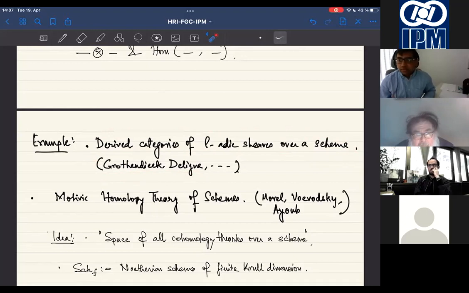The second example, which is the main interest of this talk and which I want to focus on, is the Motivic homotopy theory of schemes, developed by Morel and Voevodsky. All the six-functor formalisms were again proved by Ayoub. So what is this Motivic homotopy theory of schemes?